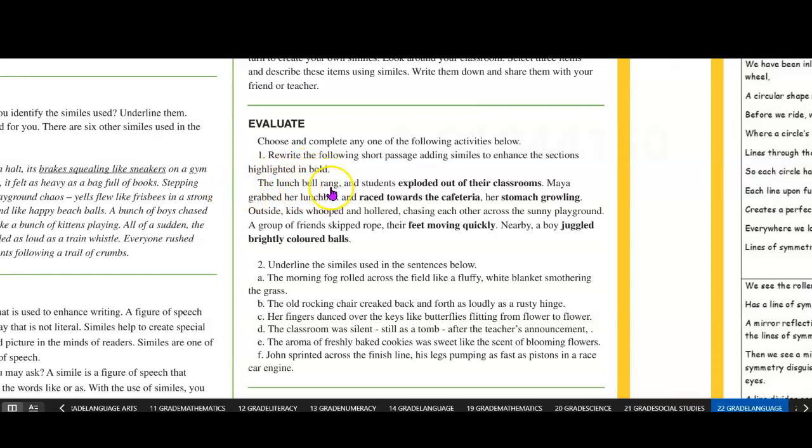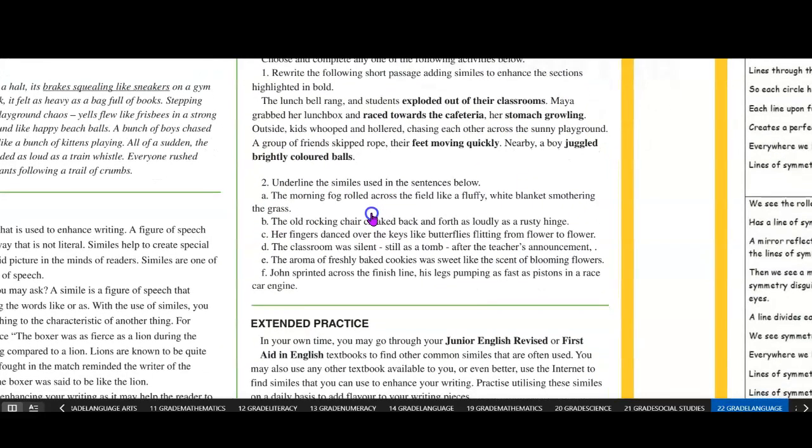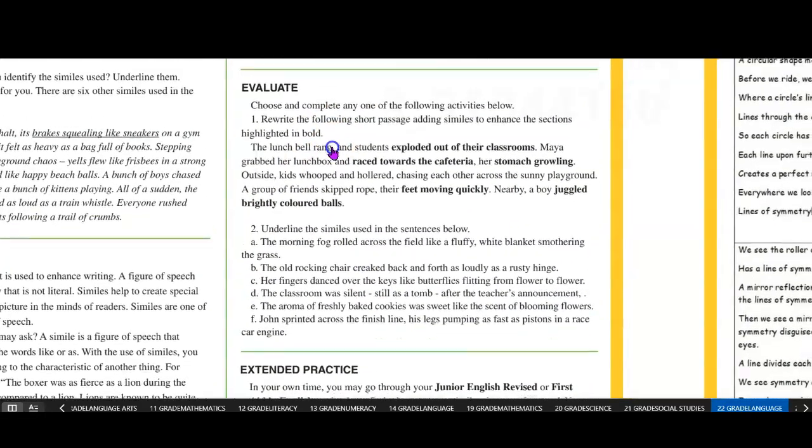The lunch bell rang and the students exploded out of their classroom. Maya grabbed her lunchbox and raced towards the cafeteria, her stomach growling. Outside, kids whooped and hollered, chasing each other around the sunny playground. A group of friends skipped rope, their feet moving quickly. Nearby, a boy juggled brightly colored balls. So that's one activity. Okay.